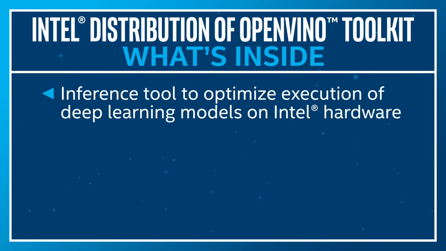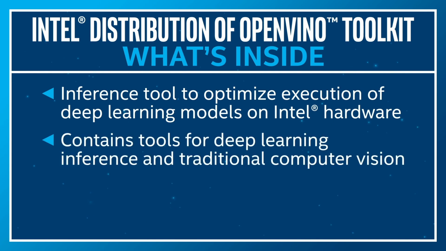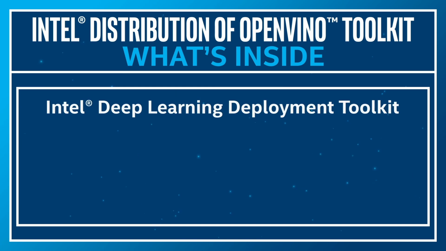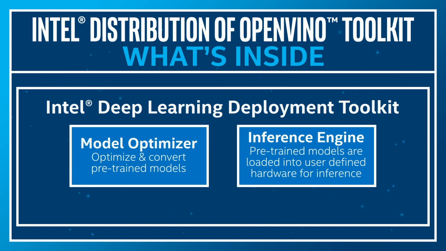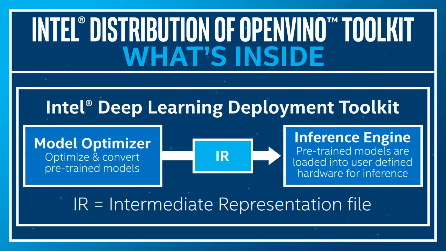It is an inference tool to optimize the execution of your deep learning models on Intel hardware. It contains tools for deep learning inference as well as traditional computer vision. The deep learning deployment tool contains a model optimizer and an inference engine. The MO takes the pre-trained model from different frameworks such as TensorFlow, MXNet, ONNX, or Caffe, then optimizes and converts it to the intermediate representation format. The IE takes the IR formatted pre-trained model and loads it to the user-defined hardware for inference. The inference engine loads different plugins for different hardware.